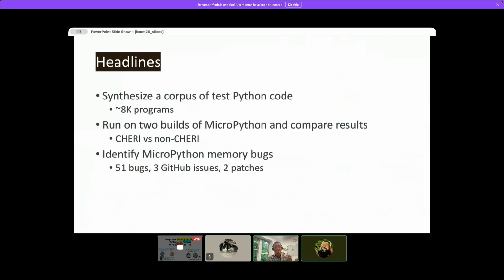We've got two separate builds of MicroPython. One is a CHERI memory safe runtime, and the other is a non-CHERI conventional runtime. So we run the code on both and look to see what the differences are in the results. And at the end of the day, we find some real memory bugs in the MicroPython runtime. We found 51 bugs, 3 of which turned into GitHub issues and 2 of which have been patched. So I think there's a happy ending to our story.